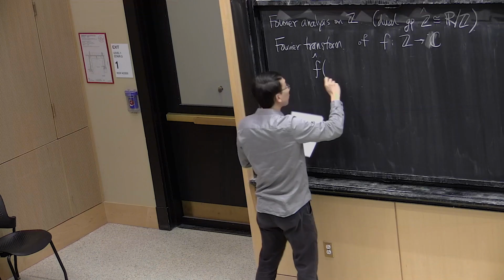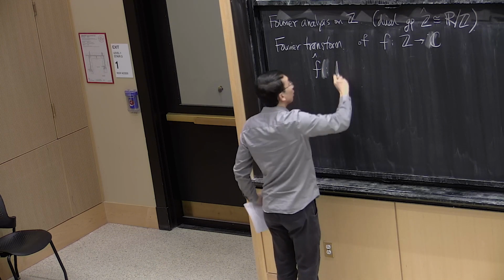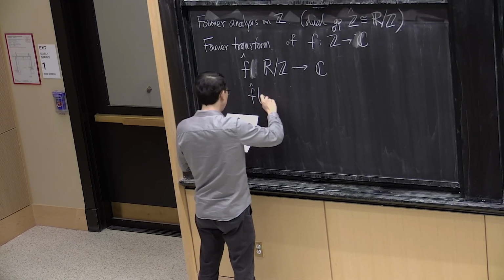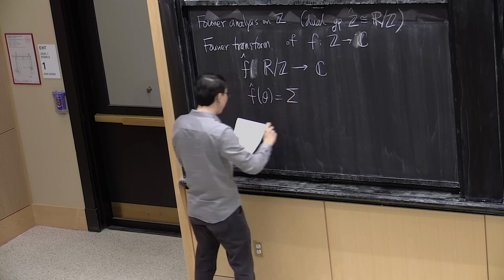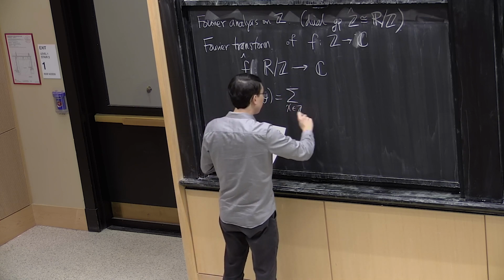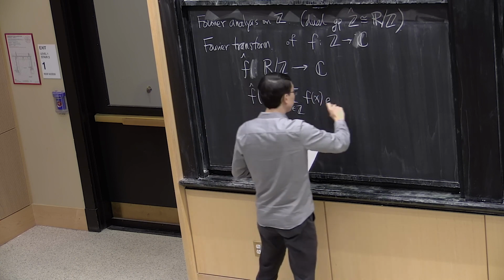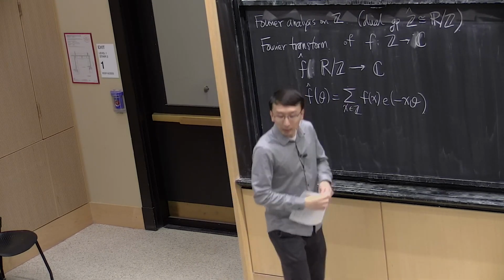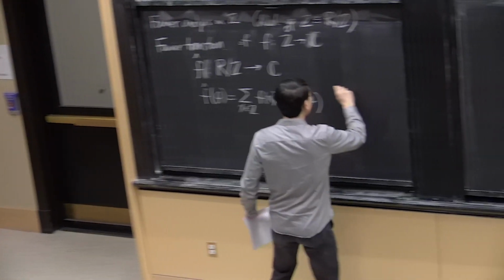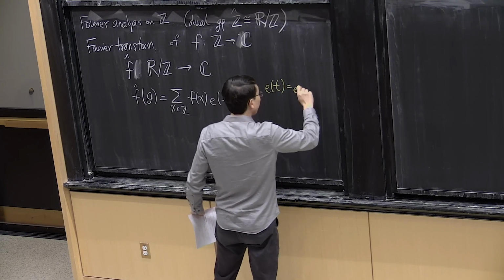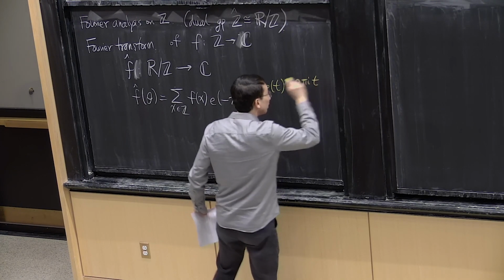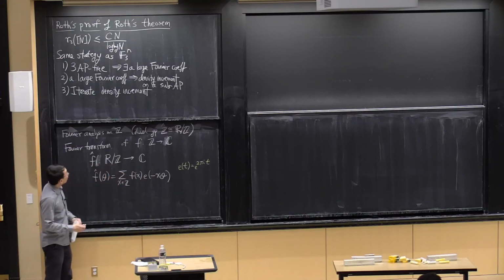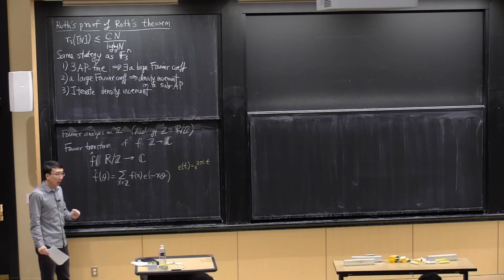We have this Fourier transform defined by setting f hat of theta to be the following sum. Where this E is actually somewhat standard notation in additive combinatorics. It's e to the 2 pi i t, so it goes a fraction t around the complex unit circle. Okay, so that's the Fourier transform on the integers.